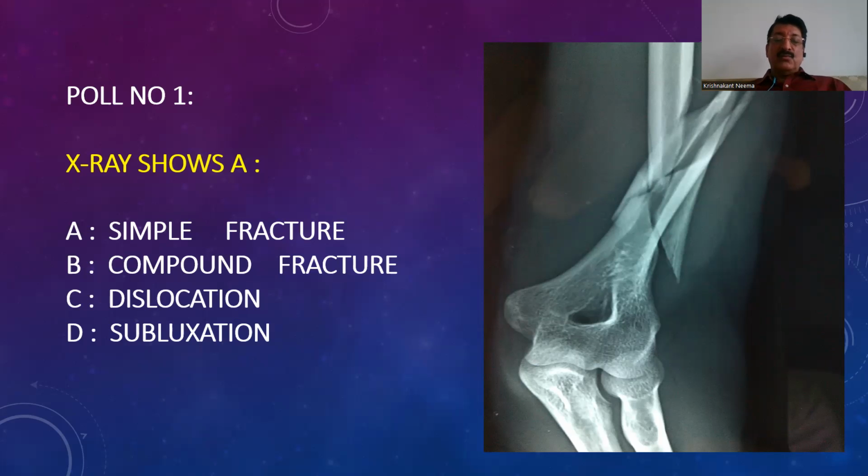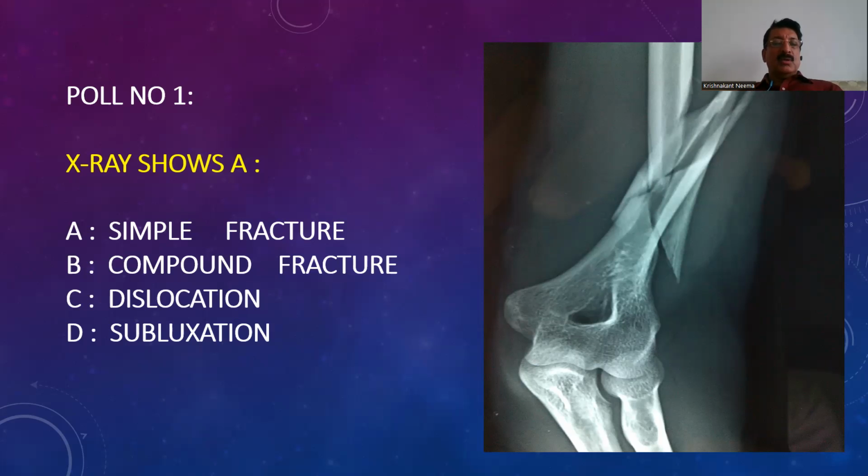Secondly, you have to comment which part of the body this X-ray belongs to. And it is an X-ray of the lower part of the humerus, elbow joint, and upper parts of ulna and radius. Then you have to comment which view of the X-ray it is. And you can clearly say that this is an X-ray of AP view, anterior-posterior view. And at last, you have to comment on any abnormality seen.